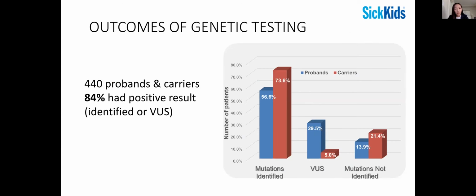So out of the 440 patients with IRDs, mutations were considered pathogenic or variants of unknown significance in 84% of patients. These mutations are causative in 63% of the cases, and the rest were VUS. So these are mutations where the gene's been previously implicated in the condition, but the specific variant hasn't been shown to cause the same disease, or their pathogenicity score isn't quite high enough. And here you can see that the carriers have higher positive results because we're more likely to screen certain family members based on inheritance pattern.